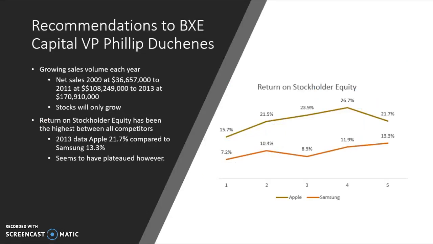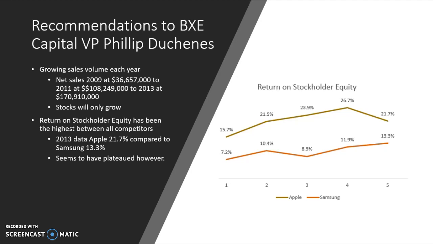So recommendations to BXV Capital VP Philip Duchens. Apple has growing sales volume each year. So 2009, there was 36,657,000, to 2011, which had 108,249,000, to 2018, which had 170,910,000. It's exponentially growing year by year, and this is just a brief example that I would like to show. With that, stocks will only grow.